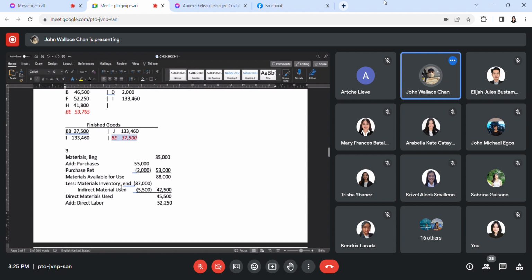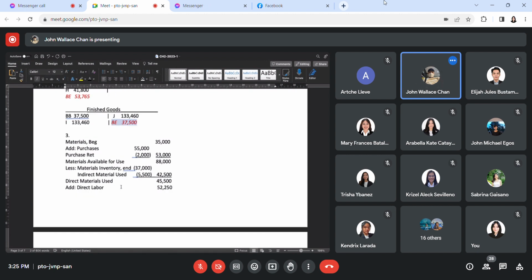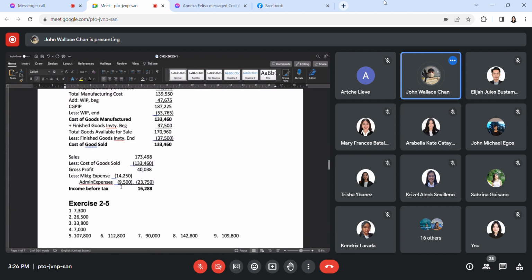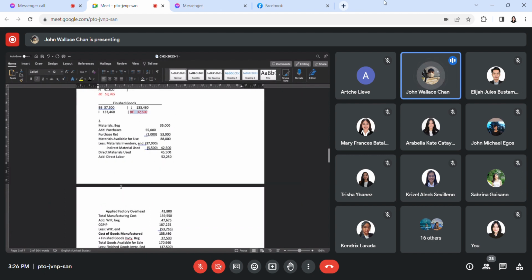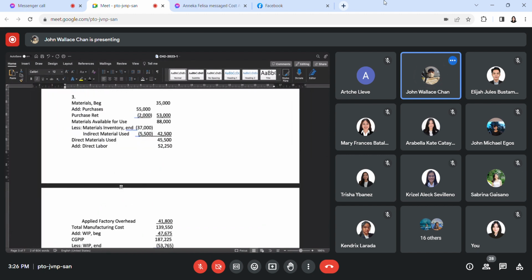Okay, so, alright, we start with our materials beginning. So our materials beginning is 35,000 pesos. Then we add our purchases, which amounted to 55,000 pesos. Then we subtract our purchase returns, which is 2,000. So purchases minus returns will give us 53,000 pesos.